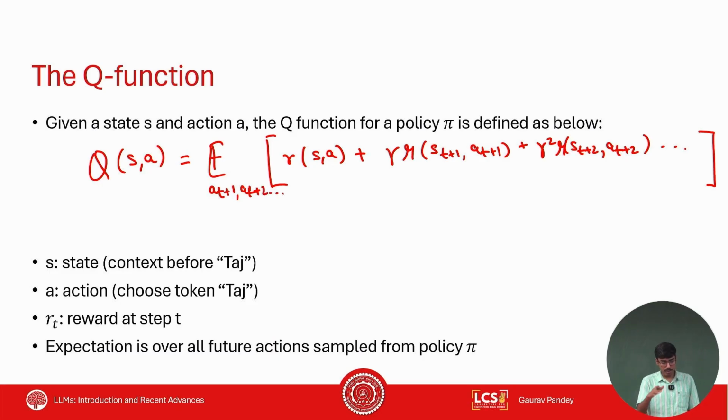So you keep sampling tokens and compute the reward of the future. In the case of a language model, you generally get the reward at the end. So you can think that starting with Taj, I generate the first sequence, get the reward, second sequence, get the reward, third sequence, get the reward, and then take the average. That's your Q function.